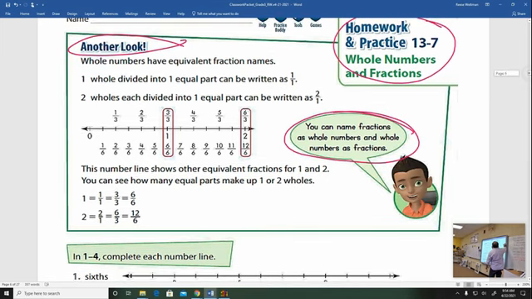Everybody go to the homework and practice page. Now, some of you, I noticed you followed some of what was happening up here, but you didn't read it. You looked at it, didn't read it, and then you led yourselves astray. This says whole numbers have equivalent fraction names. Okay, we've already talked about that, right? One whole divided into one equal part can be written as 1 over 1. You know your one wholes.